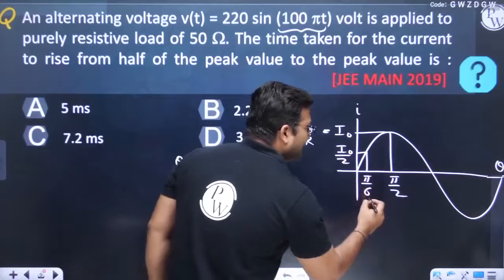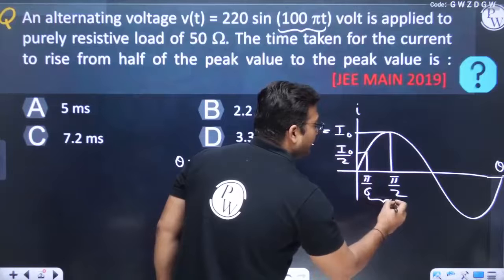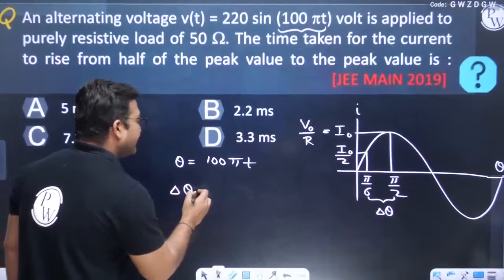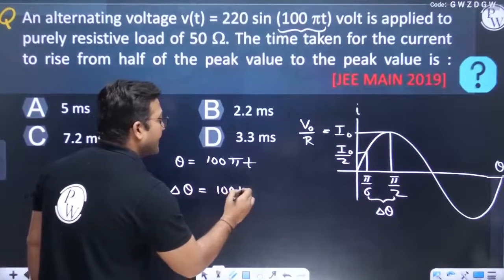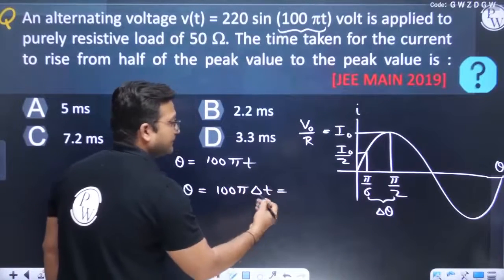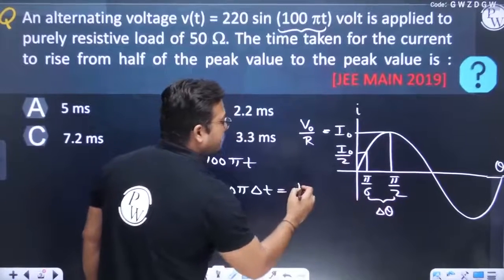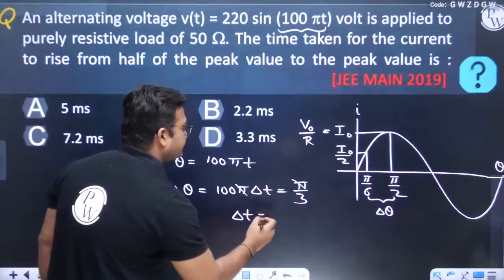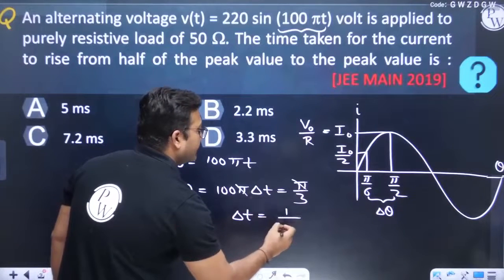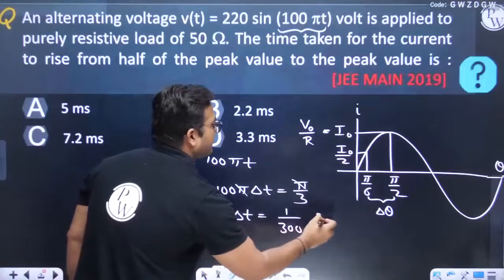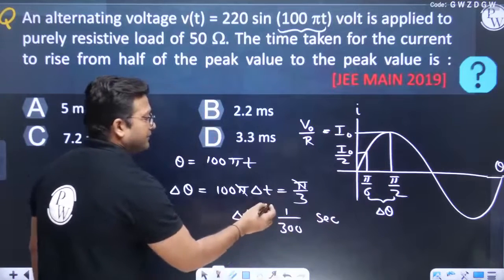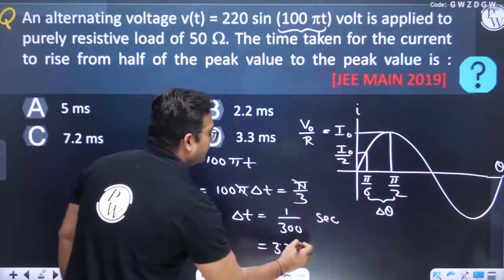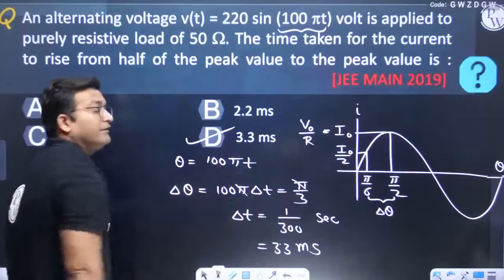So the difference of phase between these two points is delta theta, which is 100 pi delta t, and this will be equal to pi by 2 minus pi by 6, that is pi by 3. Cancel pi and you will have delta t as 1 by 300 second. Multiply by 1000 in numerator and denominator, and you will have 3.3 millisecond. So D is your correct choice.